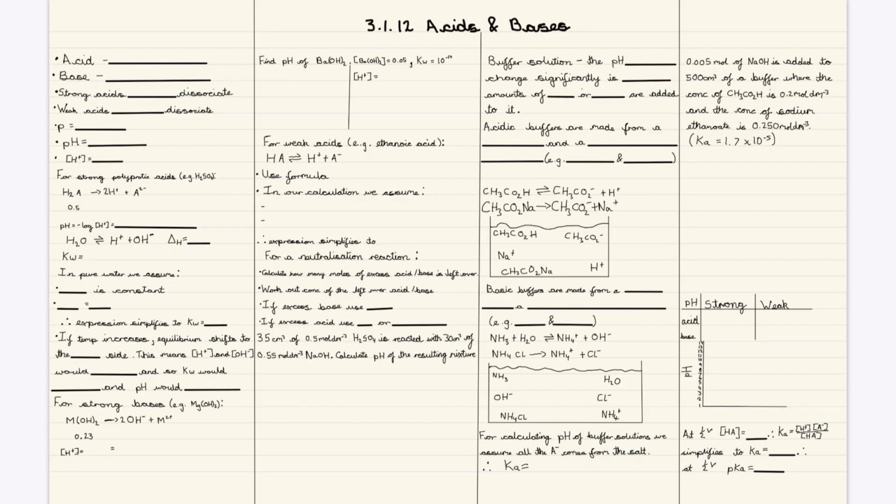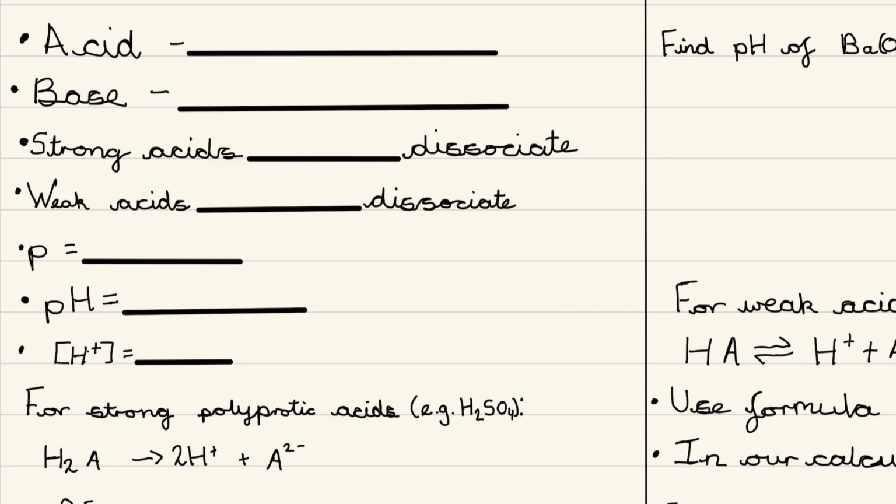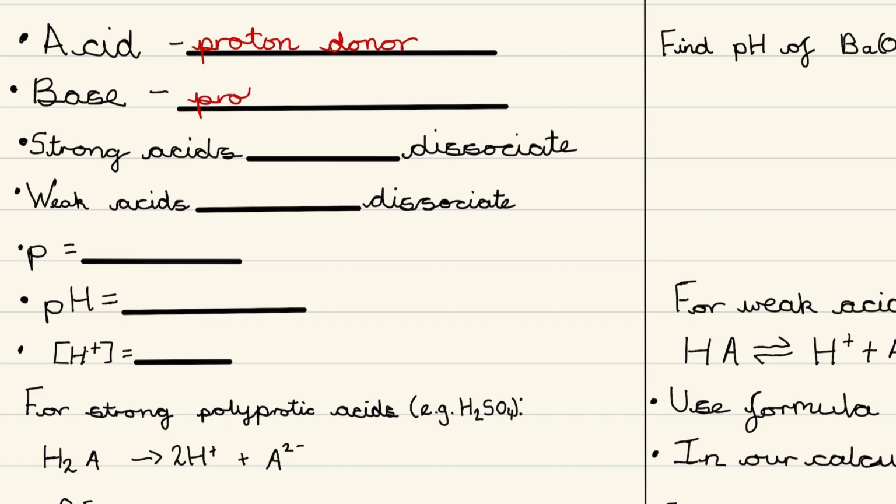Alright, now we finally made it to the last chapter of physical chemistry, acids and bases. So an acid is a proton donor. A base is a proton acceptor. Strong acids completely dissociate, whereas weak acids partially dissociate.